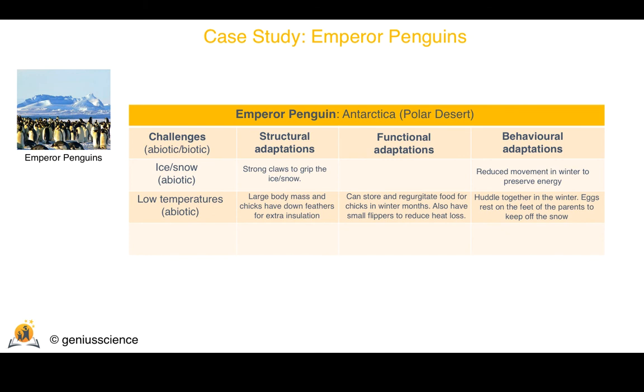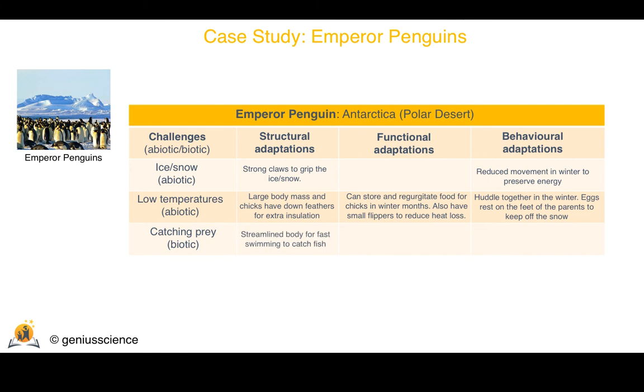Their eggs rest on the feet of the parents to keep them off the snow. If the eggs were exposed to the snow, they would freeze and the chicks would die. A biotic challenge facing the emperor penguins is catching prey. A structural adaptation to help them do this is the presence of a streamlined body for fast swimming.